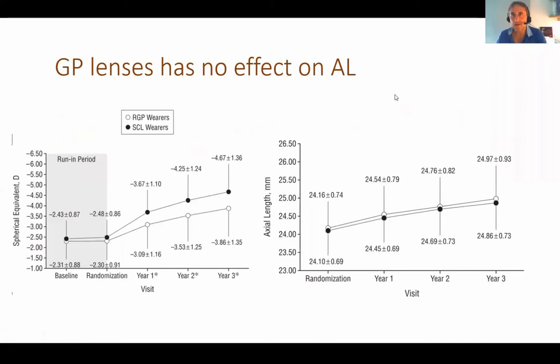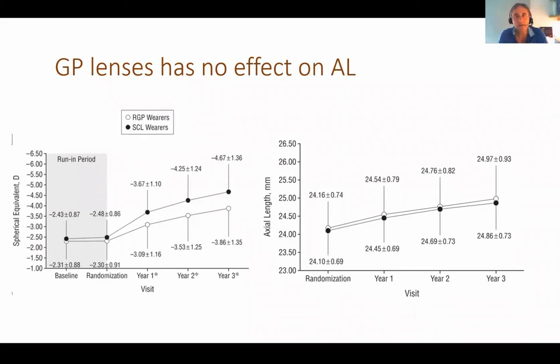And the idea that we had at all times was that GP lenses could help in myopia control. But after the study of Jeff Walline, that showed us that they have some results against soft contact lenses related to the refraction. So we can see here the difference after 3 years in refraction, but we have no changes at all in axial length. So axial length is one of the most important changes on the eye that we look at when we are looking for myopia control.